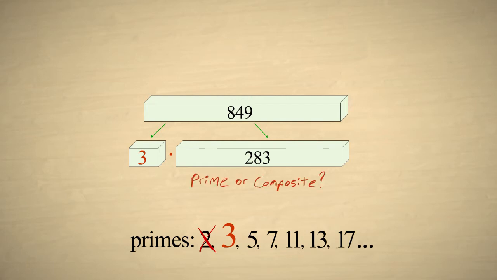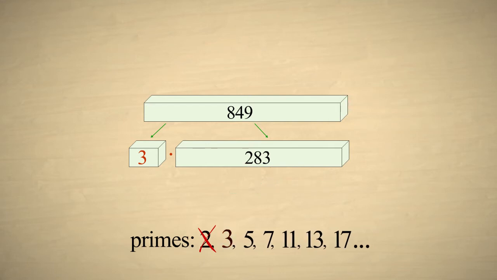But is it prime or composite? If it is prime, then we can stop. We have found all the prime factors. Its digits add up to 13, which is not divisible by 3. So we go on to the next prime number, 5. Since 283 does not end in 5 or 0, 5 is not a factor. So we test the next prime number, 7.